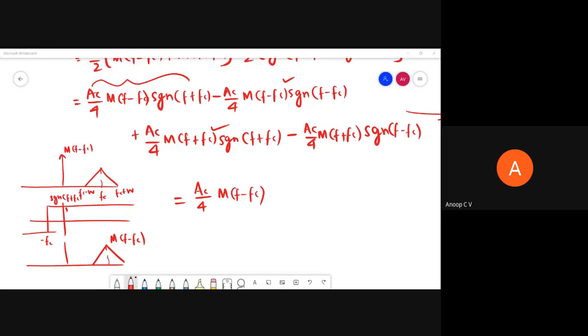Right. So are you able to appreciate, or accept, this m of f minus fc into signum of f plus fc is equal to m of f minus fc? Yes or no? Please do respond. Yes. At least one response I'm getting. I don't expect everyone in this class to understand or appreciate everything at the options. Yes, Savan has typed option 3.